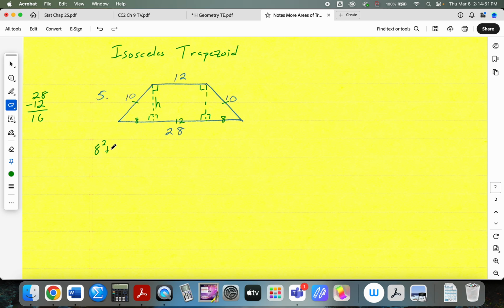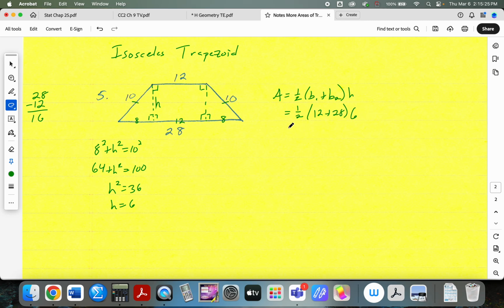It'll be 8 squared plus the height squared is equal to 10 squared. So that's 64 plus the height squared is equal to 100. So the height squared is 36, so the height is 6. So the area is 1/2 of base 1 plus base 2 times the height. So it's 1/2 of 12 plus 28 times 6. Let's see if I do better on this than I did on the other ones. That should be 120.